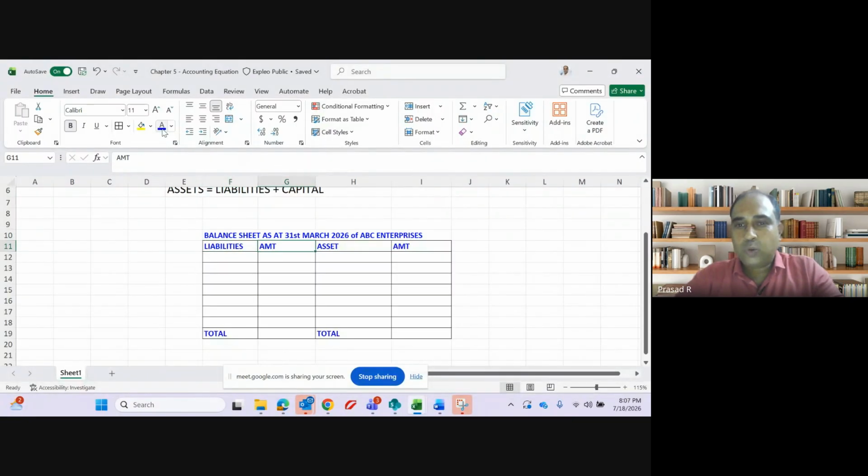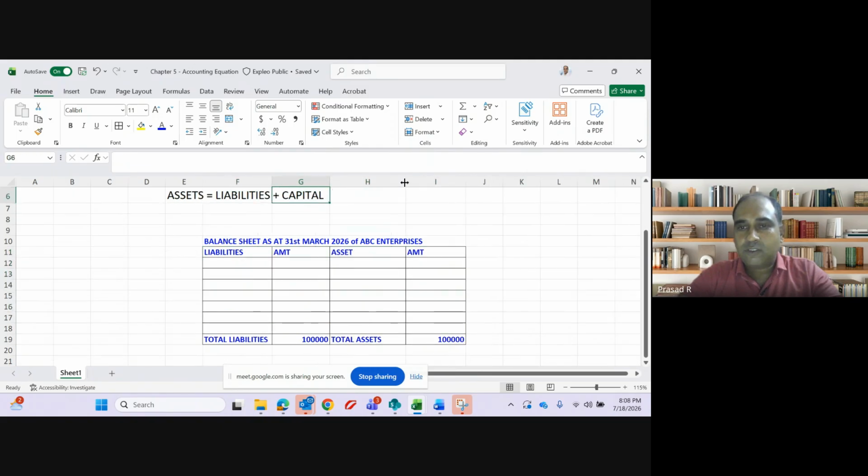In a balance sheet, there are two sides. One is the asset side, another is the liability side. And this asset and liability will always be equal. If it is 1 lakh, this also will always be equal to 1 lakh. This is the format of a balance sheet: liabilities amount, asset amount, total liabilities, total assets. My total liabilities and total assets will always be equal.